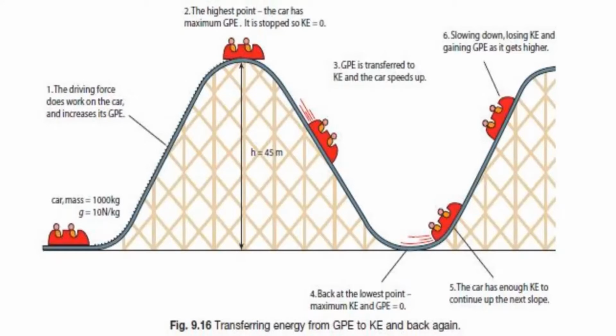So there's a force acting on it to put it at its highest point, and the car now has maximum GPE. But this also means that kinetic energy equals 0. Then when it drops, the GPE is transferred into kinetic energy and the car speeds up. Back at the lowest point, maximum kinetic energy and GPE equals 0. The car has enough kinetic energy, though, to continue up the next slope. It slows down when it goes up because it's losing kinetic energy and gaining gravitational potential energy.